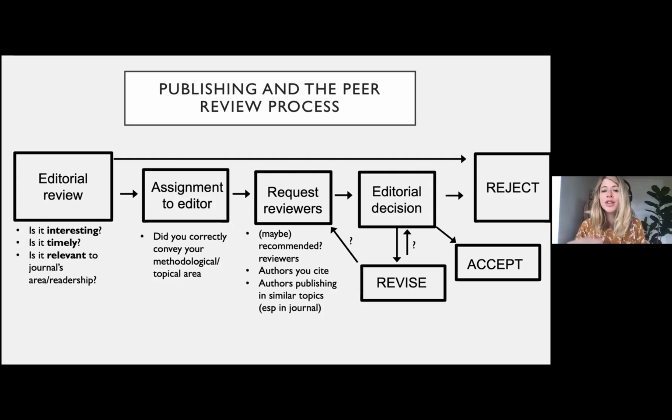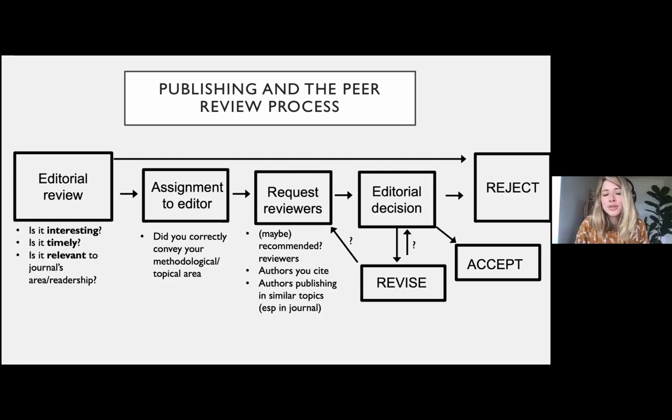Now, the editor will choose and request reviewers. They may send it to the people that you recommend. Some editors do not and purposely avoid that because they think they're your friends. They don't want to send it to your friends. There's a lot of differing practice. They will usually never send it to the people that you say, do not send this paper to.